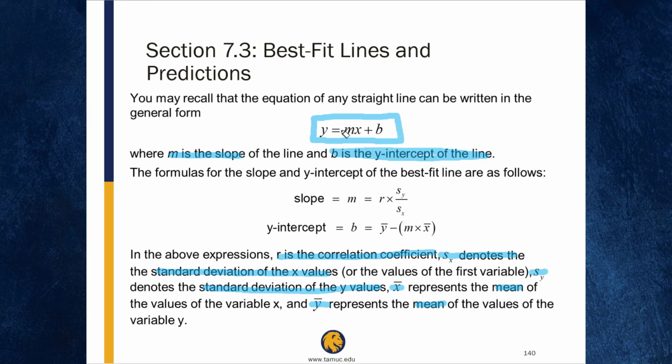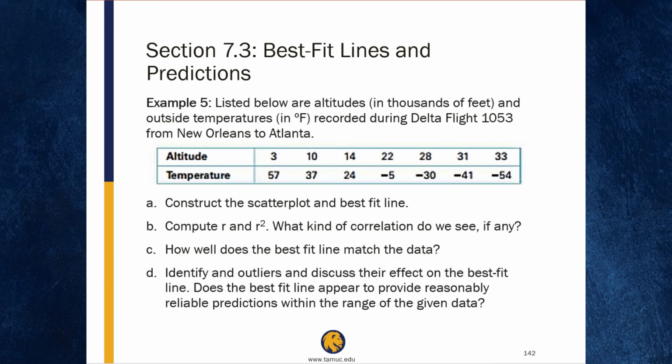Now we're going to use technology to come up with this equation for us so that we have the equation of the best fit line at our disposal. So here's a data set we're going to use. It says listed below are altitudes in thousands of feet and outside temperatures in Fahrenheit recorded during Delta Flight 1053 from New Orleans to Atlanta. We're going to construct a scatter plot and best fit line.